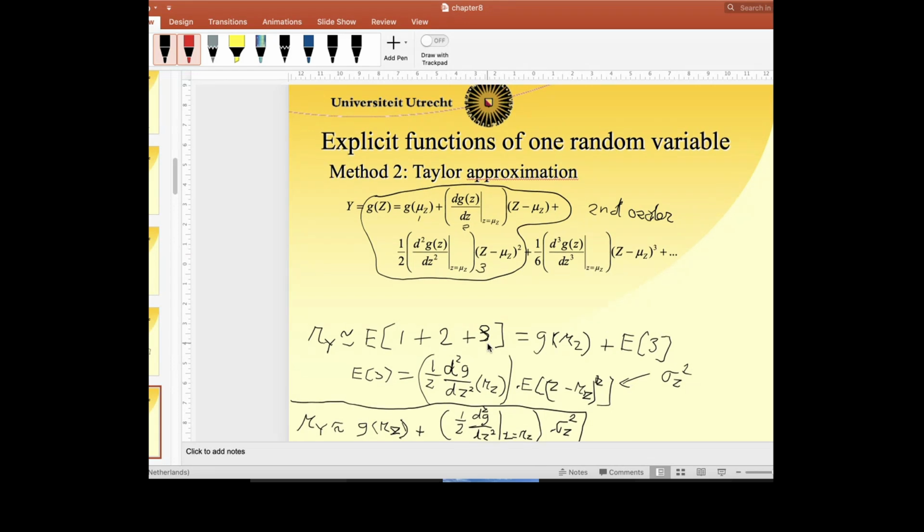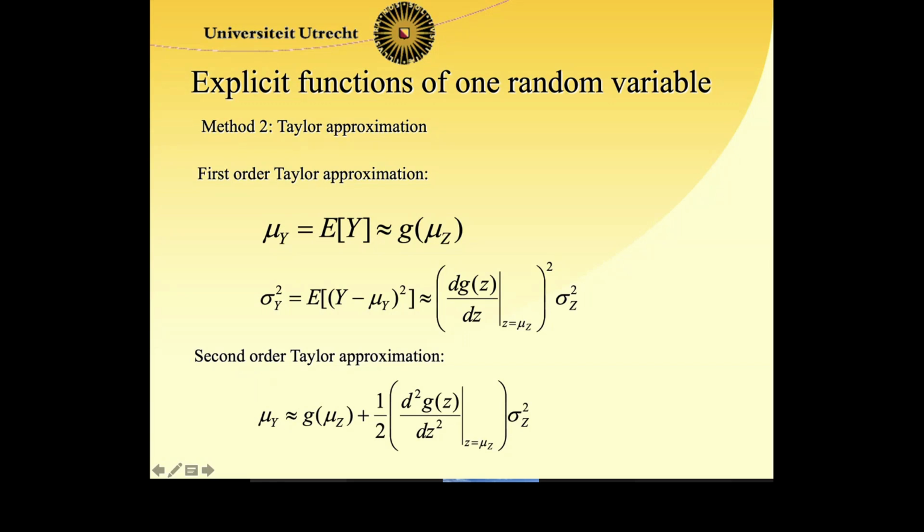I could also have the second order Taylor approximation of the variance, but I refer to the syllabus because it's actually quite big already. If I summarize the result here, we see that the first order Taylor approximation of the mean is just plugging in the deterministic value, and the variance is equal to the derivative squared times the variance of z. And the second order Taylor approximation is equal to the mean plus a half times the second order derivative with respect to z times the variance of z.